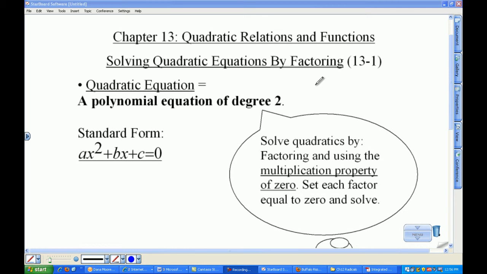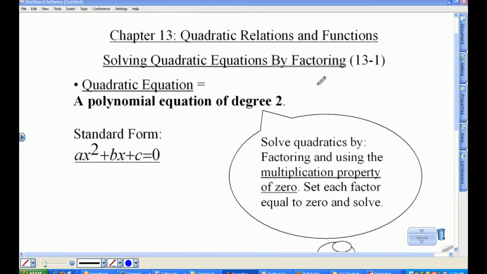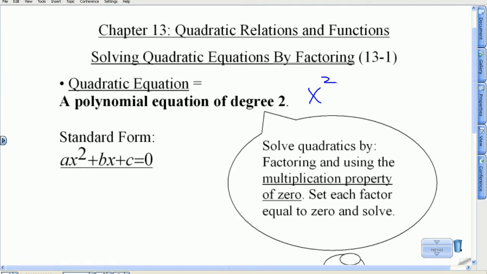However, we're going to see trinomials in these problems, which means we're going to have to factor by grouping, so there'll be a review of that. A quadratic equation is a polynomial equation of degree 2. An example would be something like x squared plus 4x plus 3. And we set that equal to 0, and it becomes an equation that can be solved.